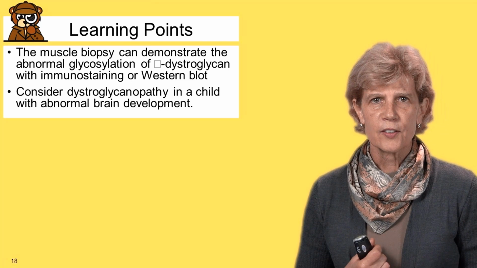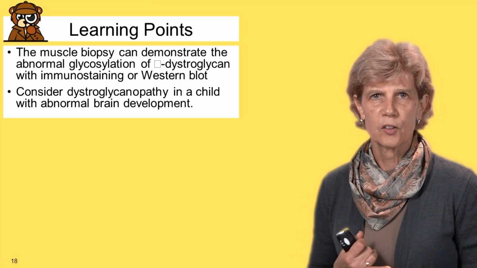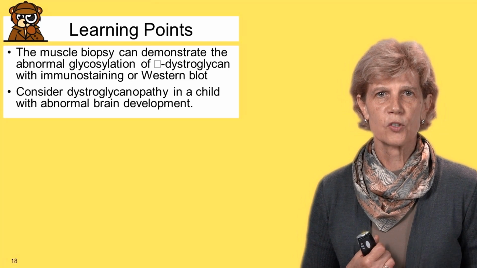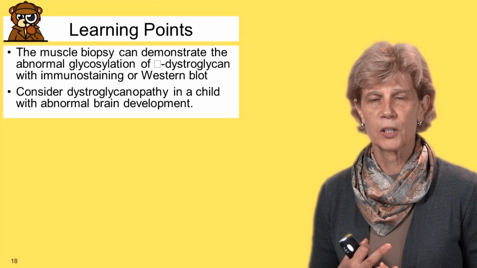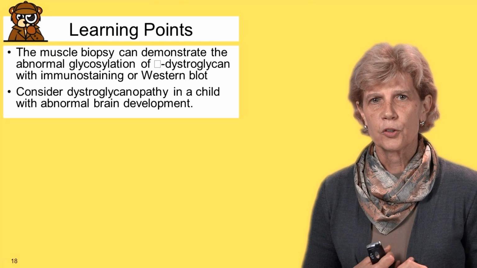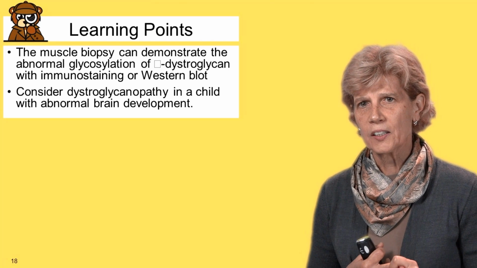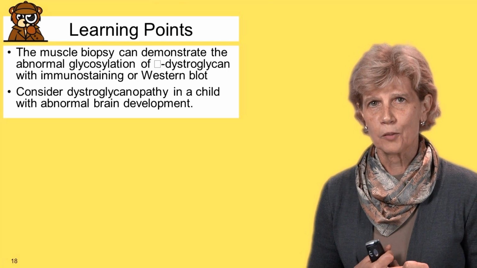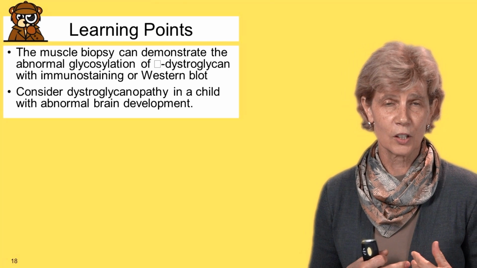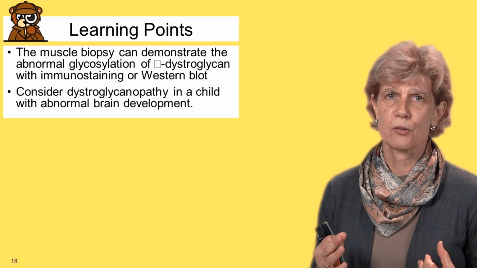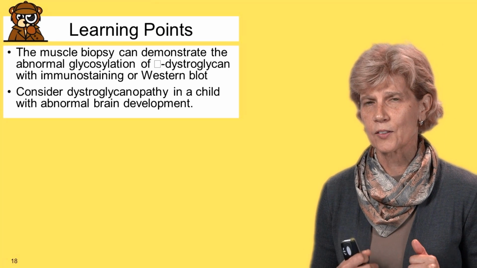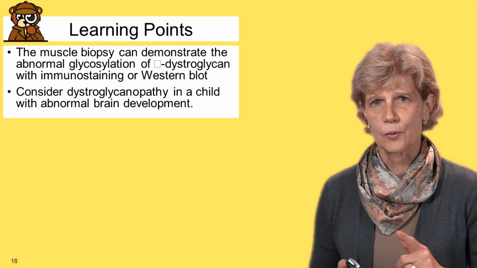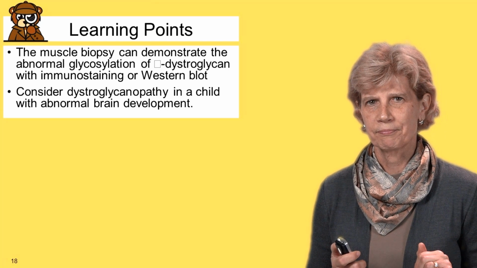Learning points from this case: the muscle biopsy can be extremely helpful in demonstrating abnormal glycosylation of alpha-dystroglycan, and Western blot can also be used. And you should consider alpha-dystroglycanopathy in a child with abnormal brain development. In this case, I didn't consider it for the first 5 years of her life. It wasn't until she had that viral illness and became weak that I considered it. And we'll come back to that point in a few minutes too.